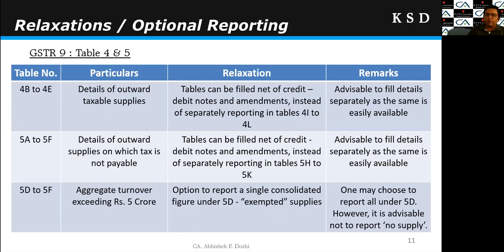This is for outward supplies on which tax is not payable. In that also they have given similar relaxation that you can report the net of credit debit notes. Again, we should report gross figures to the extent possible. Then 5D to 5F: exempt, nil-rated and non-GST supply. There are three separate tables, so they have said that you can combine all these three figures and report under exempt supplies, that is under 5D. One may choose to report such, but as we discussed in the previous slide, we should avoid reporting "no supply" in this GSTR 9.